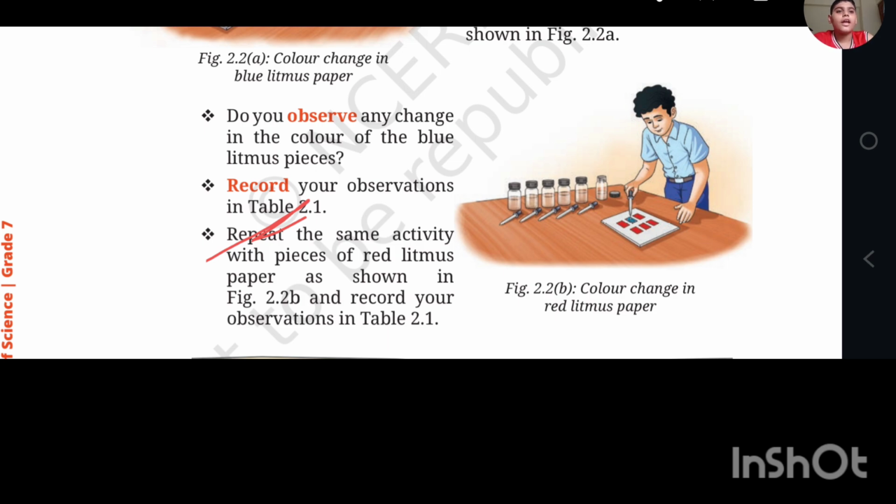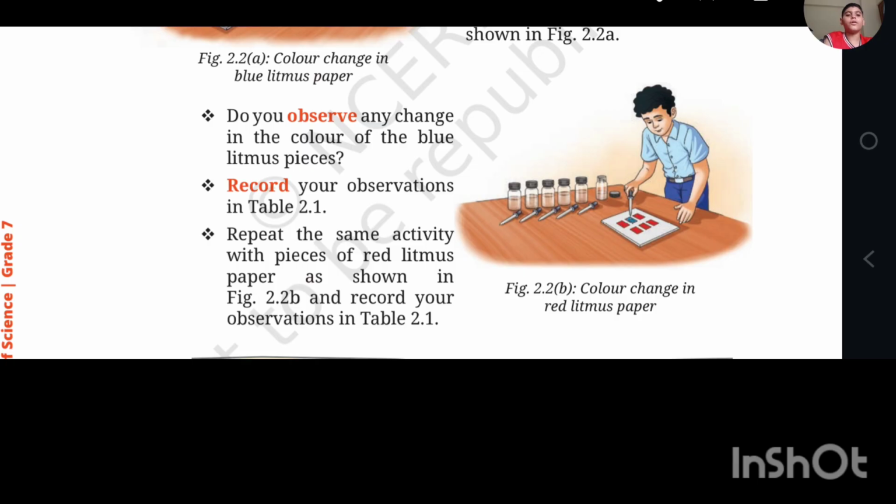Now the color change in blue litmus paper we will see. Here the color change is shown. It is not actually correct, like every one of them has turned red. That is just a photo. Do you observe any change in the color of the blue litmus pieces? Record your observation in table 2.a. Repeat the same activity with pieces of red litmus paper as shown in 2.2b. It is using red litmus paper.